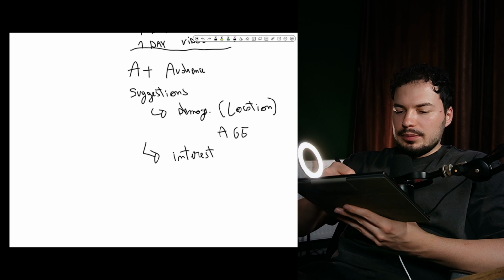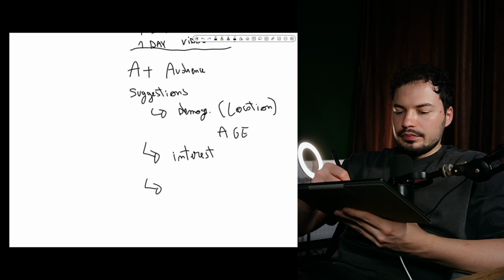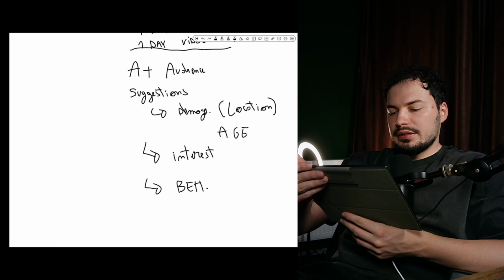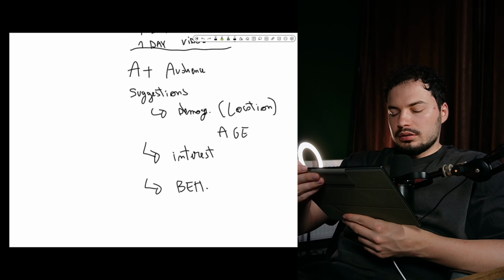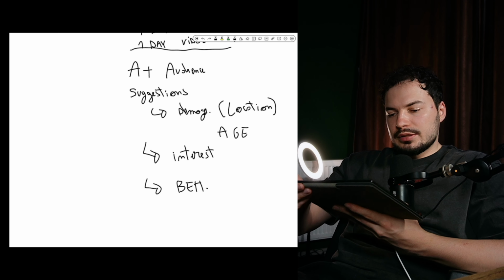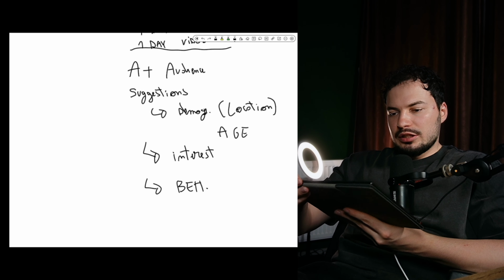Also, don't forget about the behavior. For example, you can add engaged shoppers. It's a nice behavior, nice for sales. And that's pretty much it about the Advantage Plus audience.